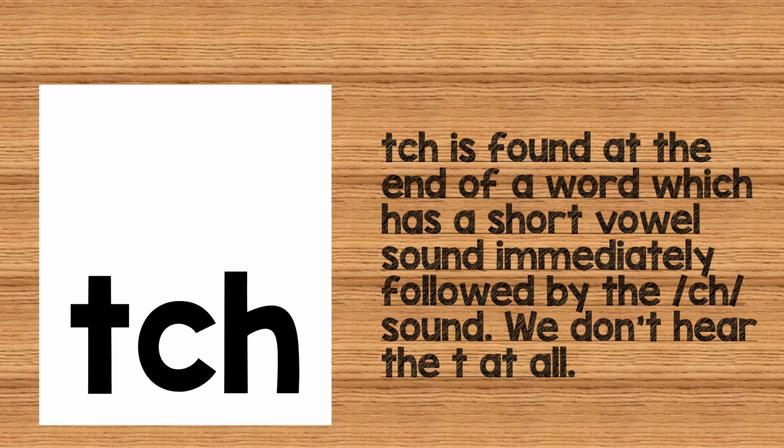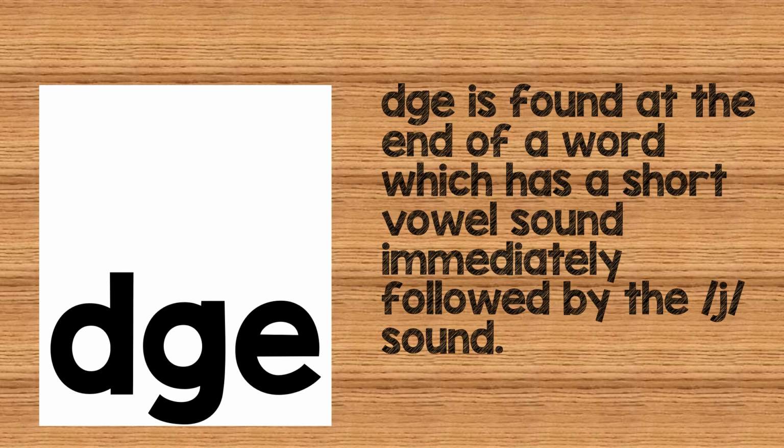Now I just want to review the sounds that we learned this week before we read some words with those sounds. So remember, ch is found at the end of a word which has a short vowel sound immediately followed by the ch sound. We don't hear the T at all. So when you see this in your reading, know that it makes a ch sound. We also learned about DGE at the end of a word this week, and it makes the J sound. DGE is found at the end of a word which has a short vowel sound immediately followed by the J sound. So you'll see this right after a vowel.